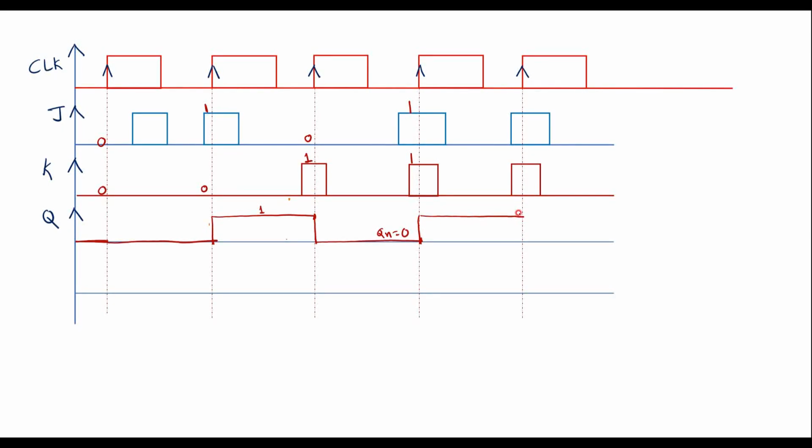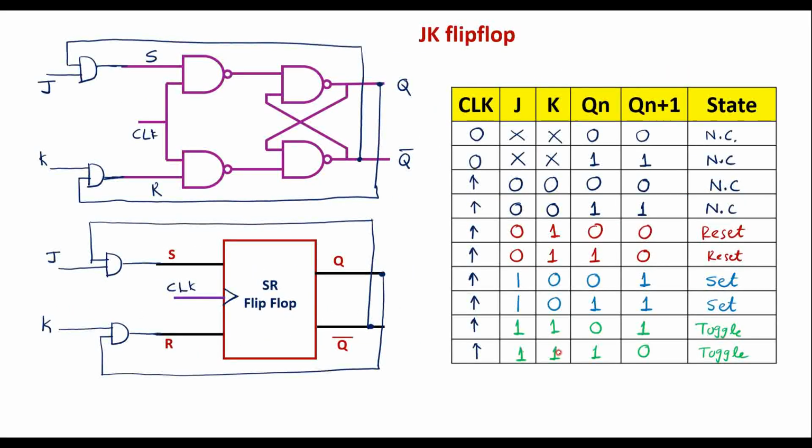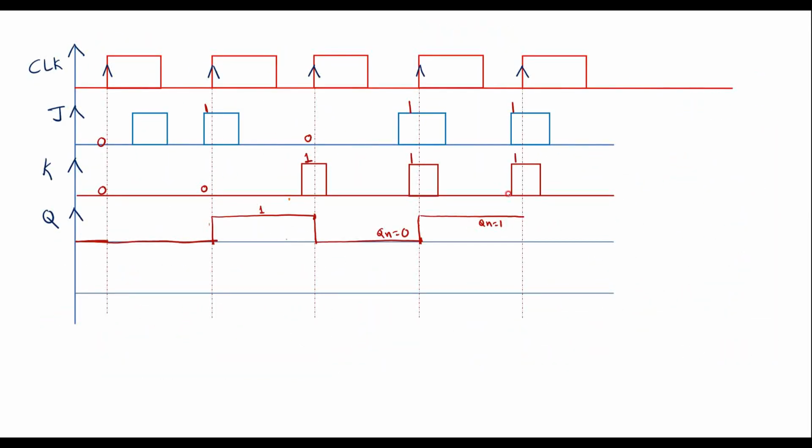So here at this positive edge of the clock, J is 1, K is 1, but here we have Qn equal to 1. When J is 1, K is 1 and Qn is equal to 1, flip-flop will become 0. That is nothing but toggling. So here again the flip-flop will go 0. So thus here we can observe that when J is 1 and K is 1, flip-flop will keep on toggling.